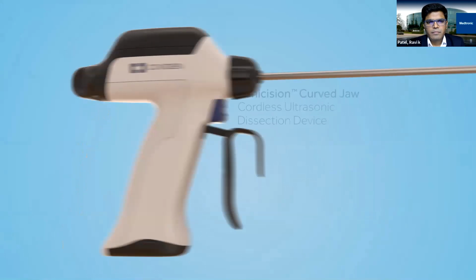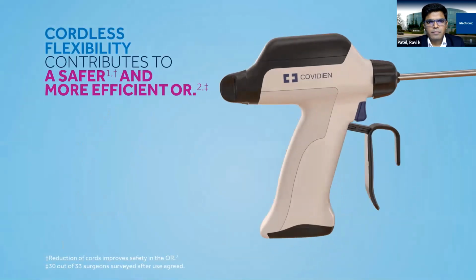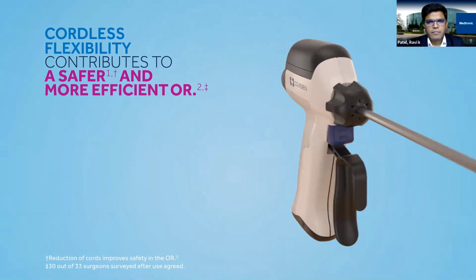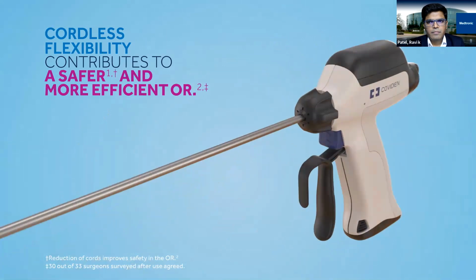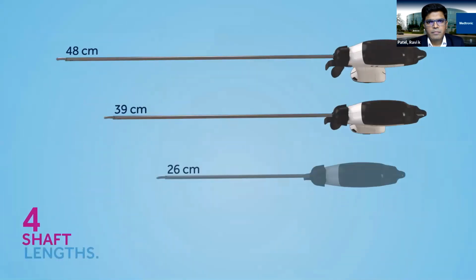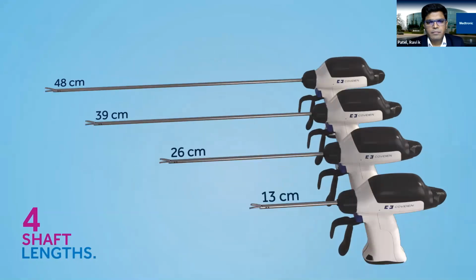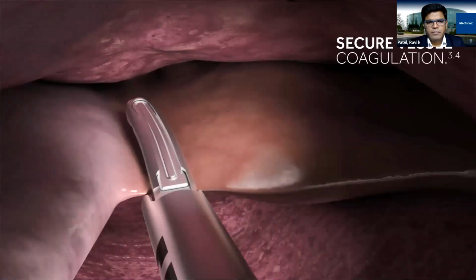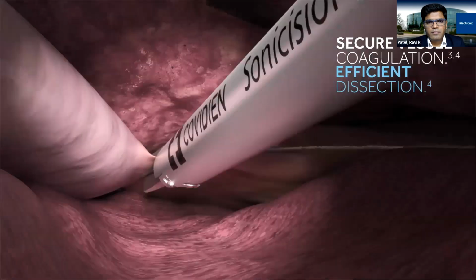The cordless design reduces the challenge of managing cords in the sterile field and provides freedom of movement and mobility during your surgical procedures, contributing to a safer and more efficient OR. Available in 4 shaft lengths to help meet your specific need, the Sonicision curved jaw cordless ultrasonic dissection device enables secure vessel coagulation and efficient dissection in open and minimally invasive surgical procedures.